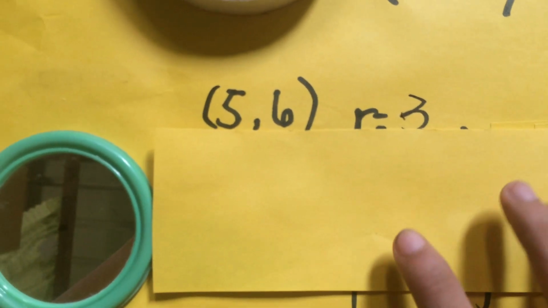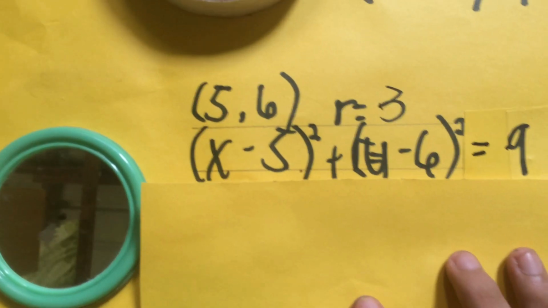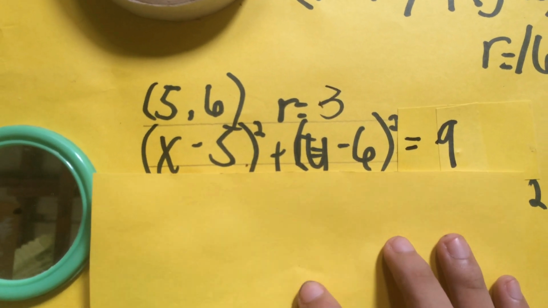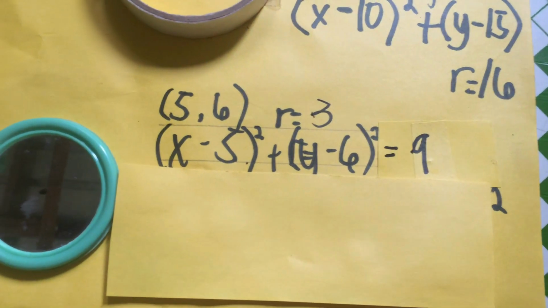After we determine the center and the radius, we transform it into the standard equation, which is x minus 5 squared plus y minus 6 squared is equal to the square of 3, which is 9.